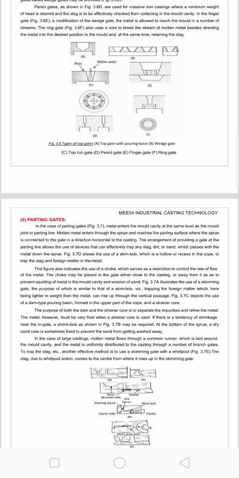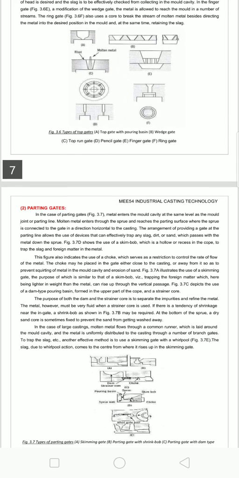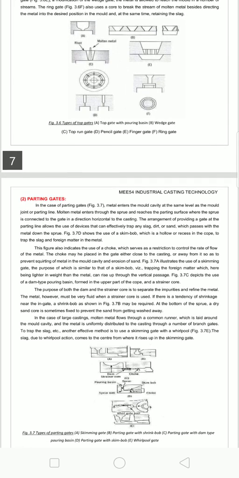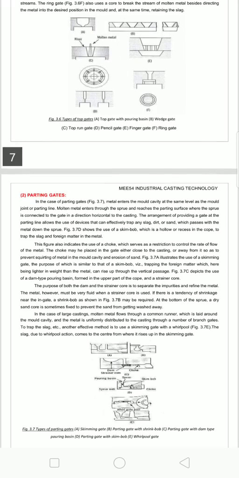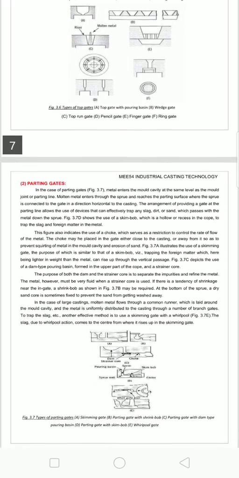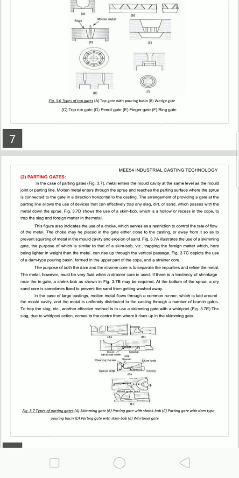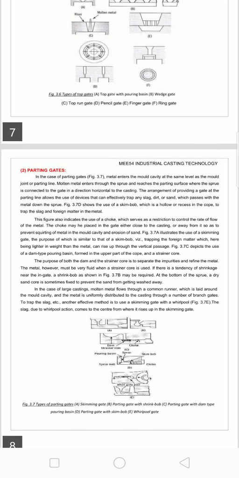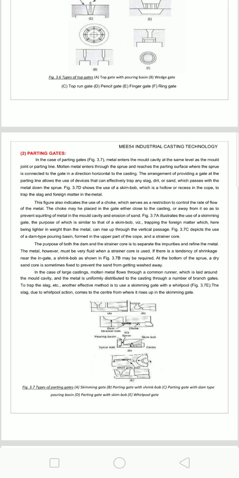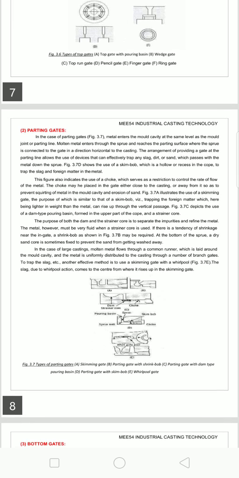Then the parting gate. In the parting gate, the metal enters into the mold cavity at the parting surface. Molten metal enters through the sprue and reaches the parting surface where the sprue is connected to the gate in a direction horizontal to the casting. The arrangement of providing a gate at the parting line allows the use of devices that can effectively trap any slag, dirt, or sand which passes with the metal down the sprue. The figure shows all these parting gating systems.